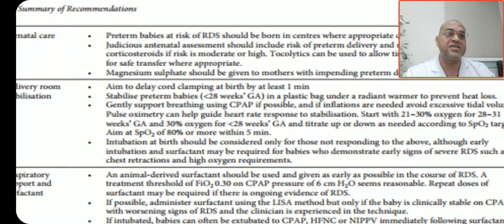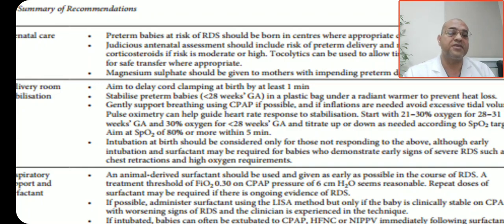For gestational age less than 28 weeks, you have to give 30%. If the baby is 28 to 31 weeks, I give only 21 to 30%. Then I titrate the oxygen based on the target oxygen saturation. Our target oxygen saturation at 5 minutes will be 80%. If the patient does not respond to positive pressure ventilation and requires more for a few minutes, and the baby has severe RDS, this is the indication to intubate the patient.